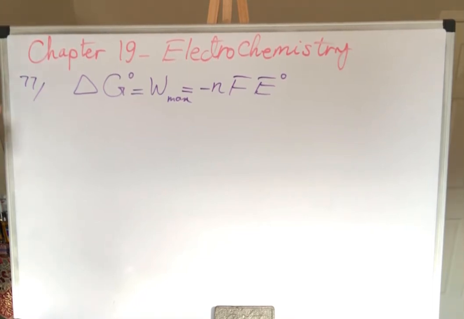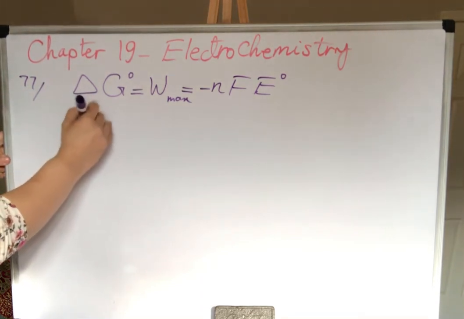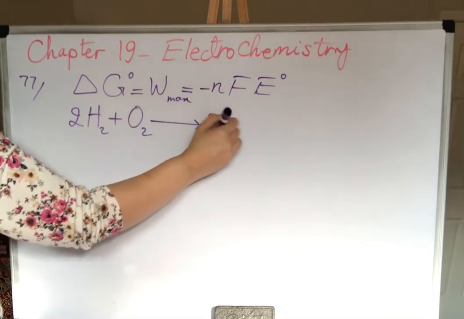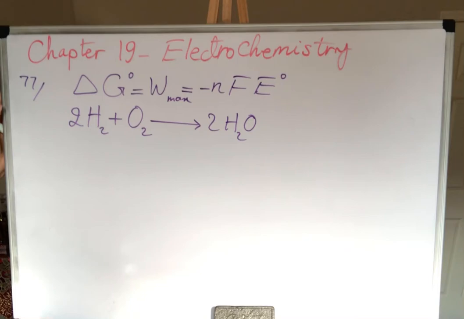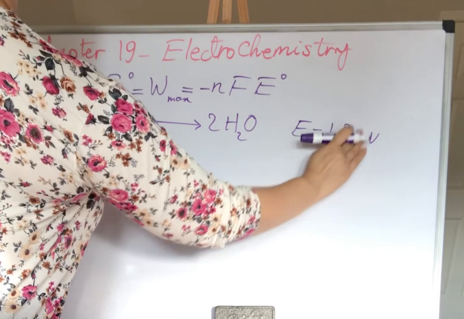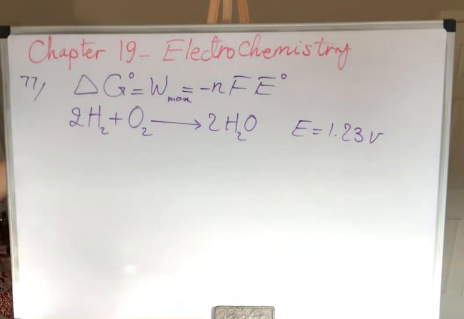The question on slide 77 says, calculate the standard free energy change for the net reaction used in the hydrogen-oxygen fuel cell. The reaction is given, and the cell potential is 1.23 volts. How does this compare with delta G standard formation of H2O? So let's find out.